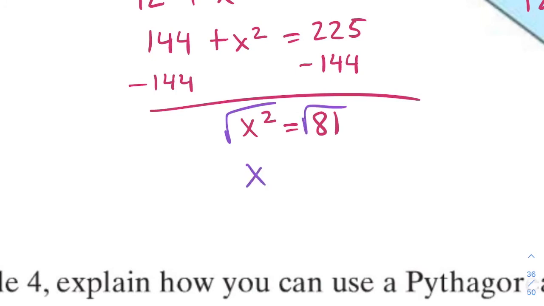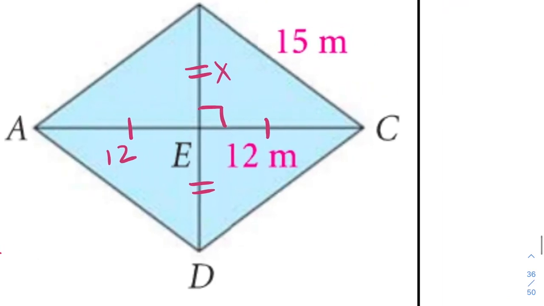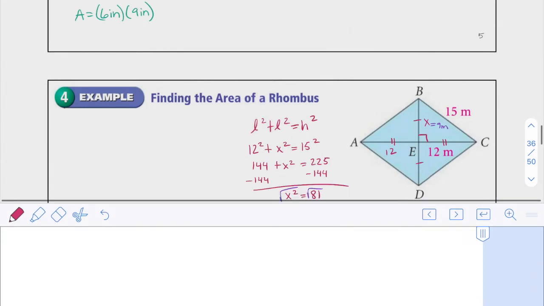So the square root of x squared is x. The square root of 81 is 9. So it's 9 meters. So this is 9 meters. Let me change these so you don't get confused by it looking like an equal sign. I'm just trying to say that they're congruent. There you go. So x is 9 meters. So now you have 9 and 9, which is 18.